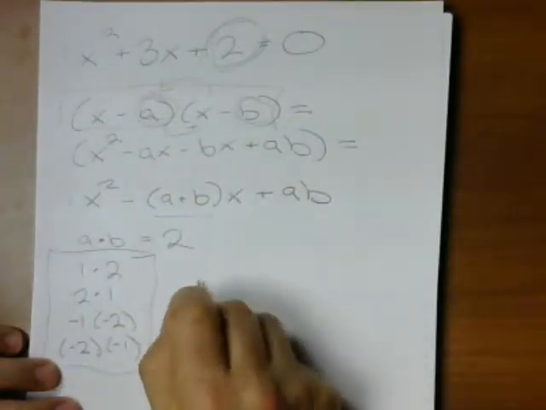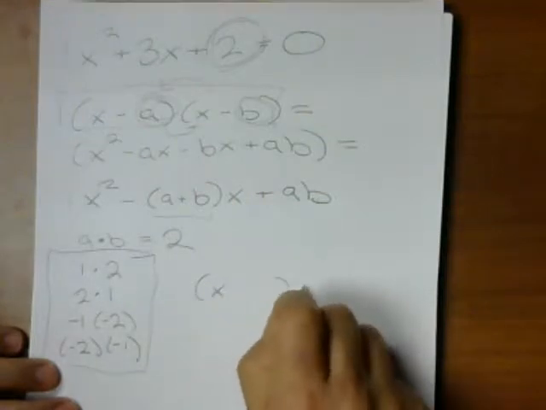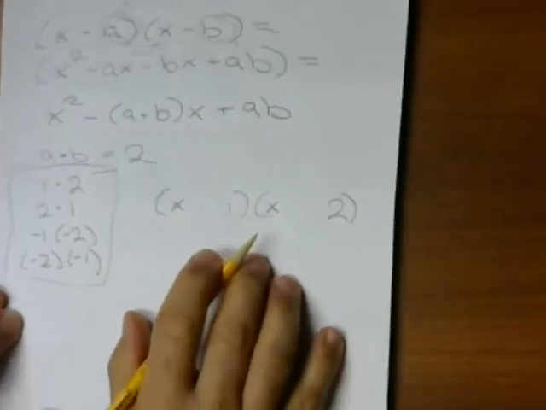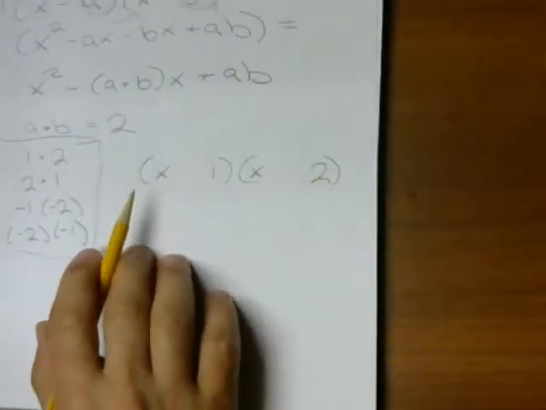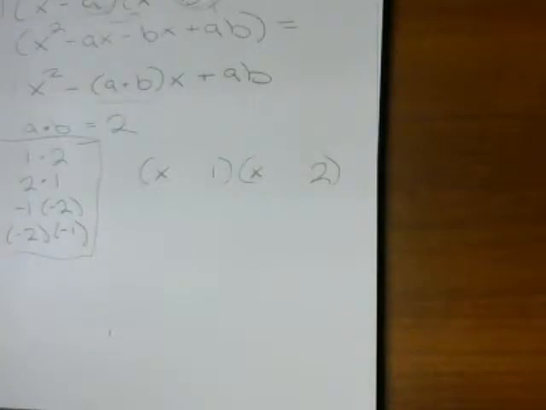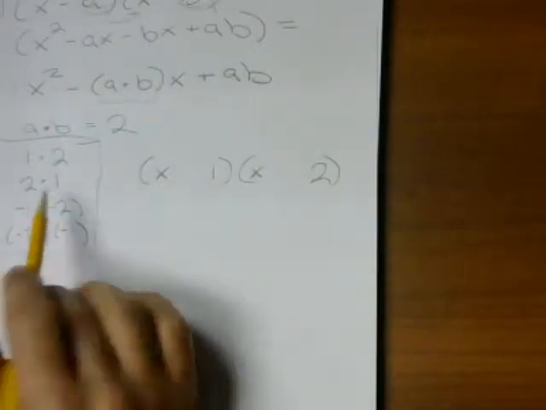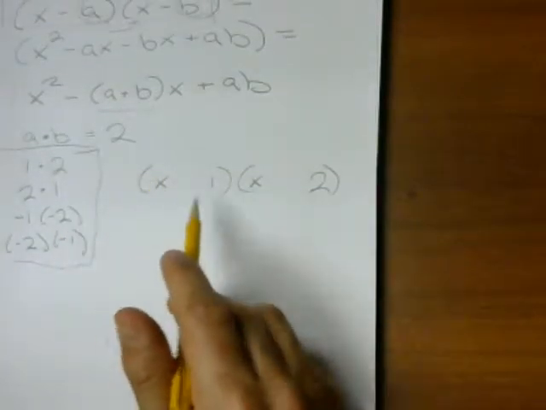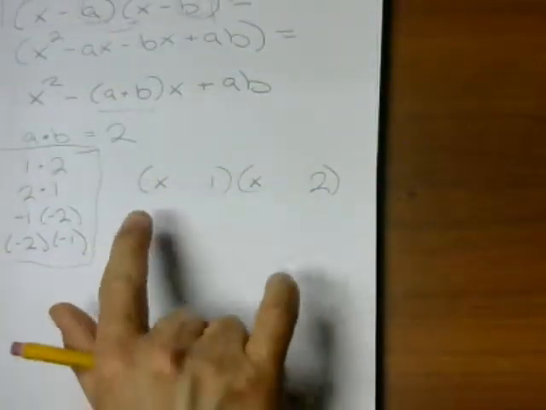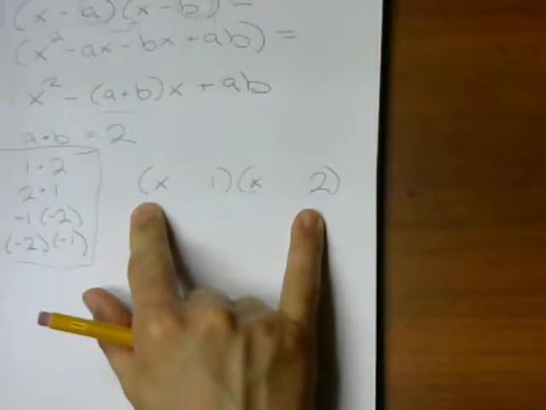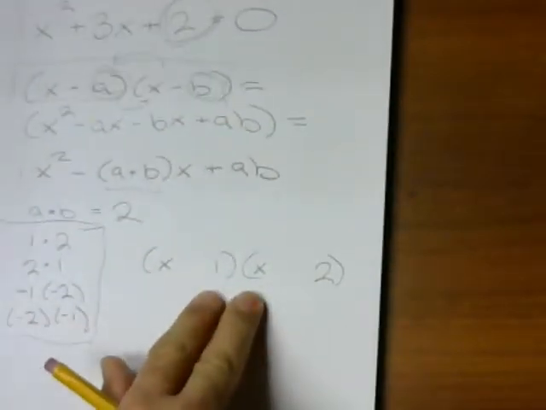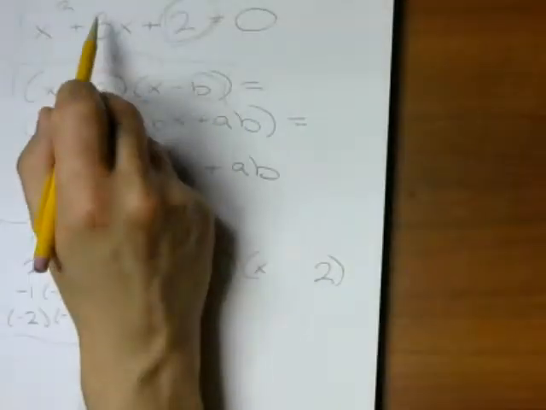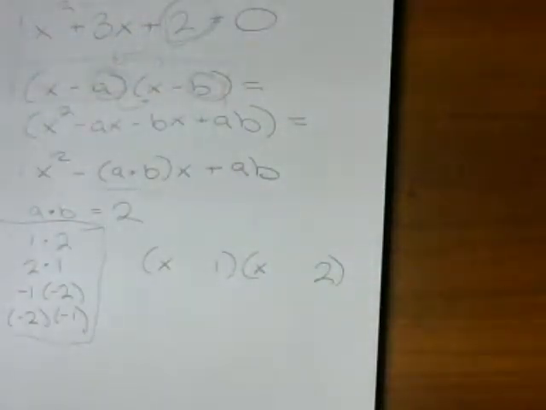Okay, so it really doesn't matter which one I write first. So let's say I try putting the 1 first and the 2 first. And I don't know whether there's negatives or positives or what yet. I just write it like this. Okay, what else do I know? Well, I know that this x is going to get multiplied by this 2. And this x is going to get multiplied by this 1. And when I'm done, what I need to have is a 3x.